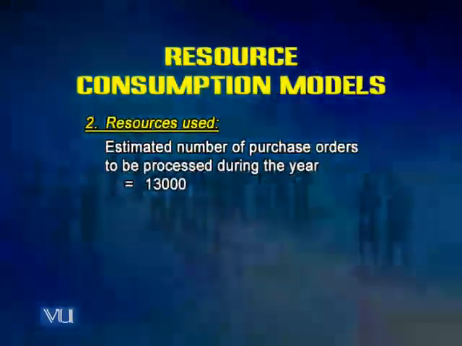And by using this cost driver, we can arrive at the cost driver rate, taking total cost divided by the total number of purchase orders of 15,000. We get a cost driver rate of rupees 20 per purchase order. This is the cost of processing one purchase order. It is rupees 20.